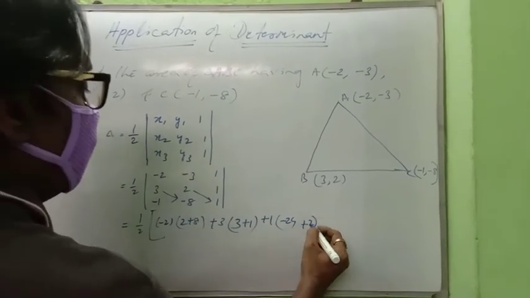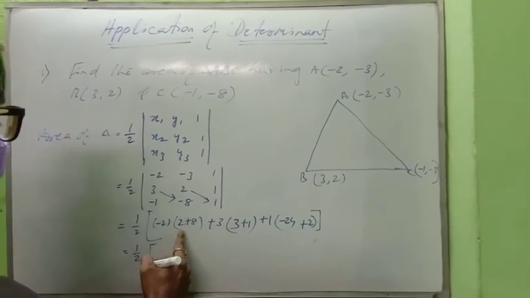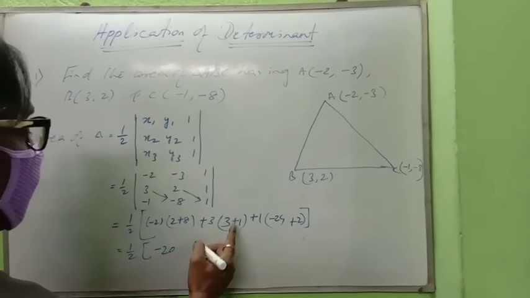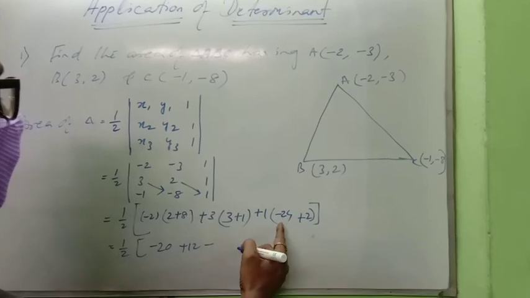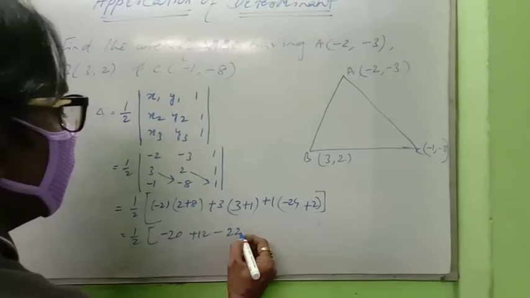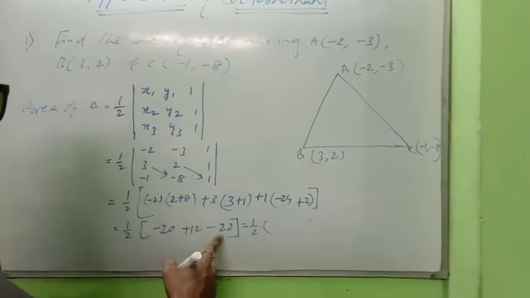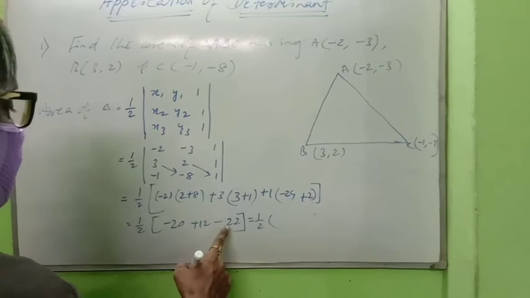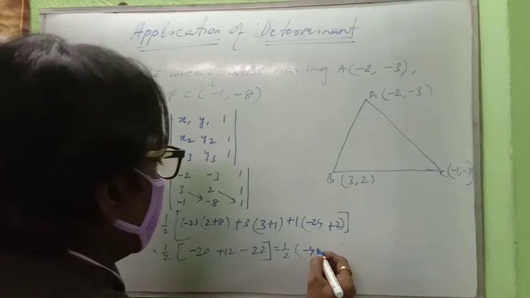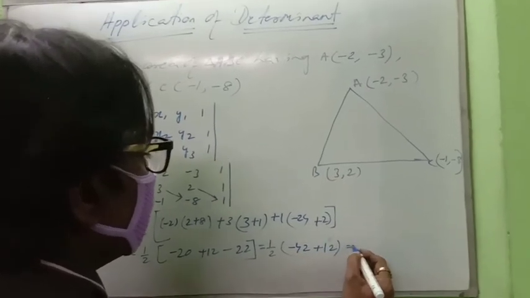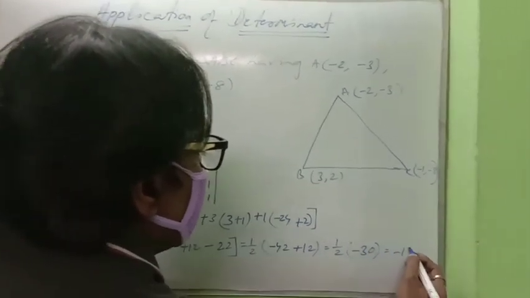What is the result you are getting here? 1/2 of 2 plus 8, 10, that will be minus 20. 3 plus 1, 4, 4 3s are 12. Then here it will be how much? Minus 22, minus 22. Now finally what is the result? Minus 42, minus 20, minus 22, that will be minus 42 plus 12. Minus 42 plus 12 will be how much? 1 by 2 of minus 30. That means you are getting here minus 15.